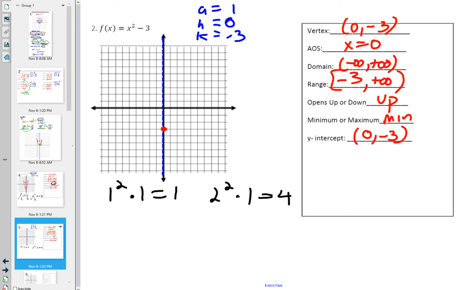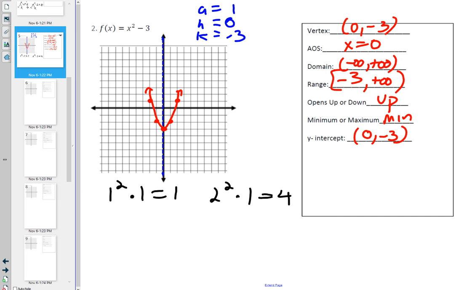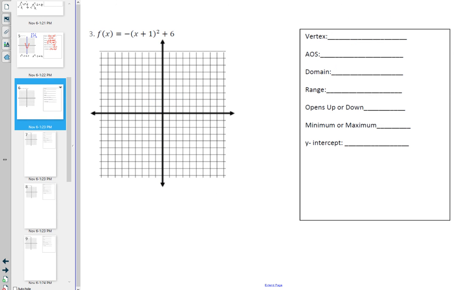So if I go 1 left or right, I go 1 up from the vertex. If I go 2 left or right, I go 4 up from the vertex. Any questions there? No questions, good. All right.